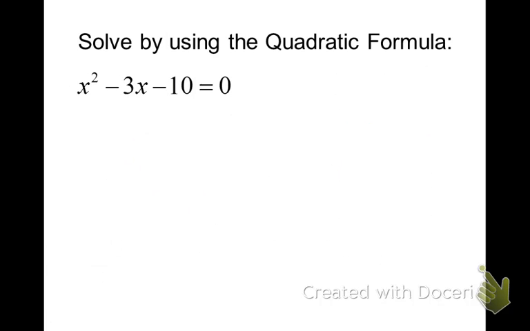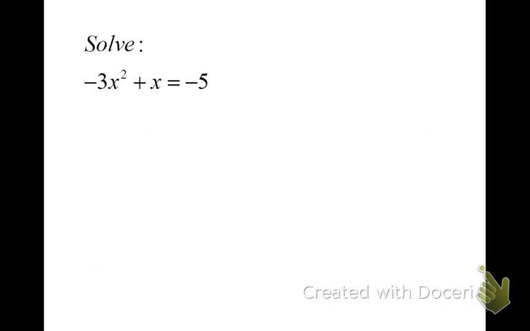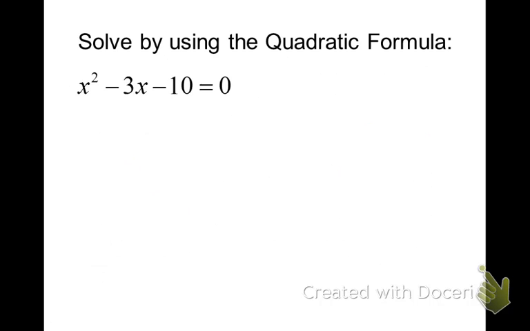So here's the problem that we're going to solve by using the quadratic formula. x squared minus 3x minus 10 equals 0. So in this problem, a equals 1, b equals negative 3, and c equals negative 10.